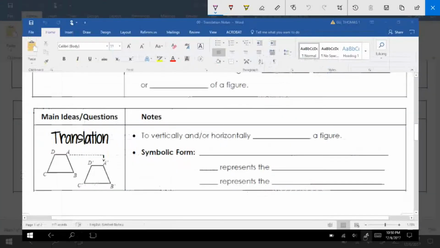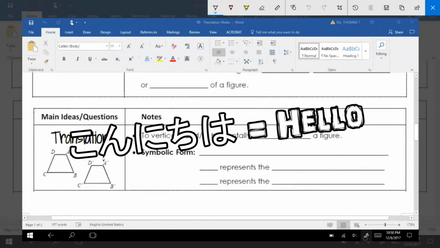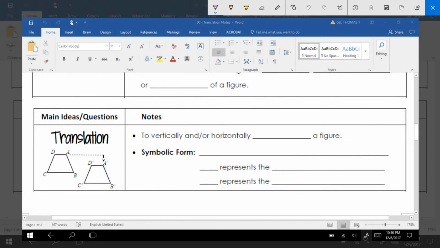And this isn't translation like, hey, konnichiwa means hello in Japanese. That's not what translation we're talking about, but it's kind of similar. You know, we move from one language to another. We're going to be moving from one place to another with this type of translation. So what does translation mean? It means to vertically and or horizontally slide a figure. We're moving the figure.